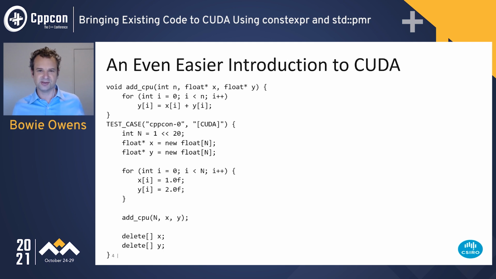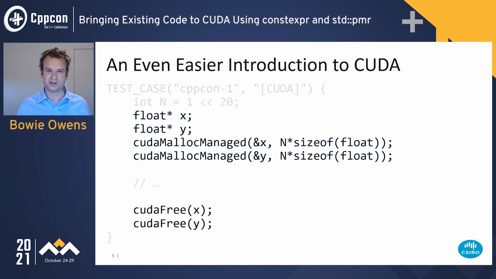You can see in the code, we set up two vectors, x and y. We fill them with some values, and then we use a function to add them together, and then we clean up after ourselves. Okay, so that's the starting point. Let's look at how we bring this simple code over to using CUDA for calculations.